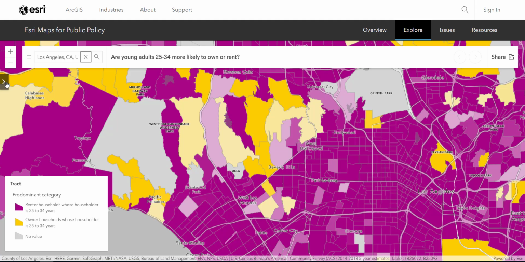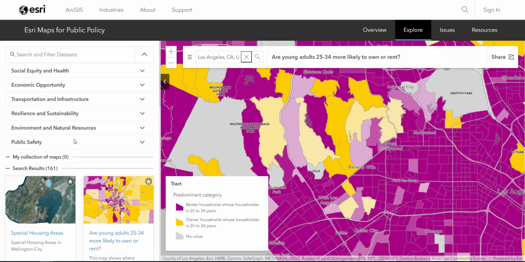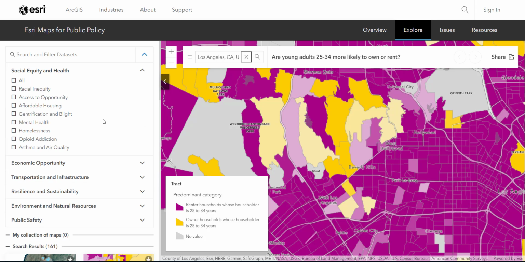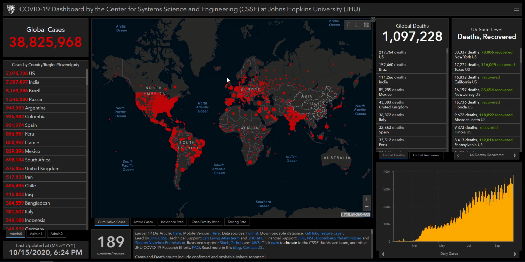And it's actually very interesting to look at this model versus what we just looked at for homelessness, and to understand where there's certain areas, again, where we need to intervene. So again, this is called Maps for Public Policy. It's a free resource. It's available to you to make decisions with location data, authoritative location data for you and your community.